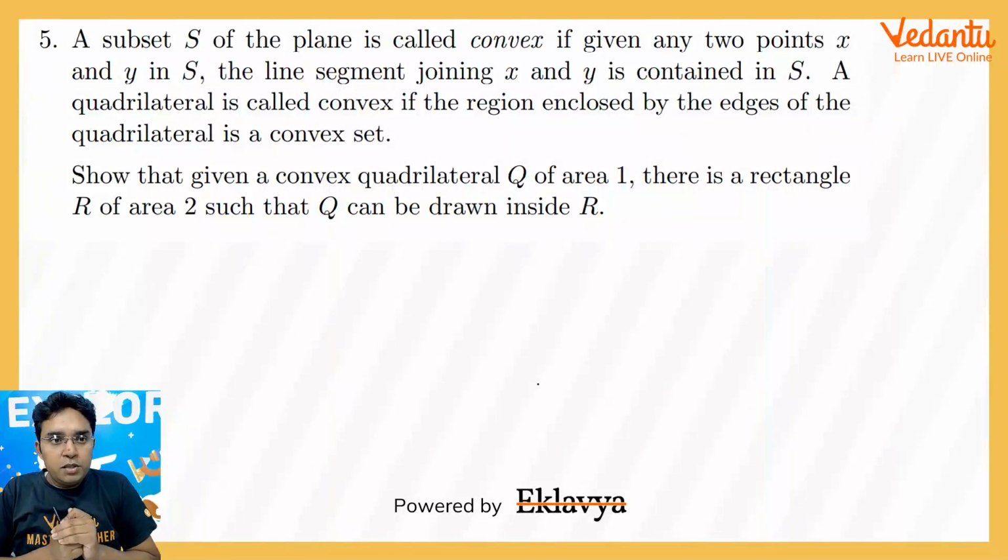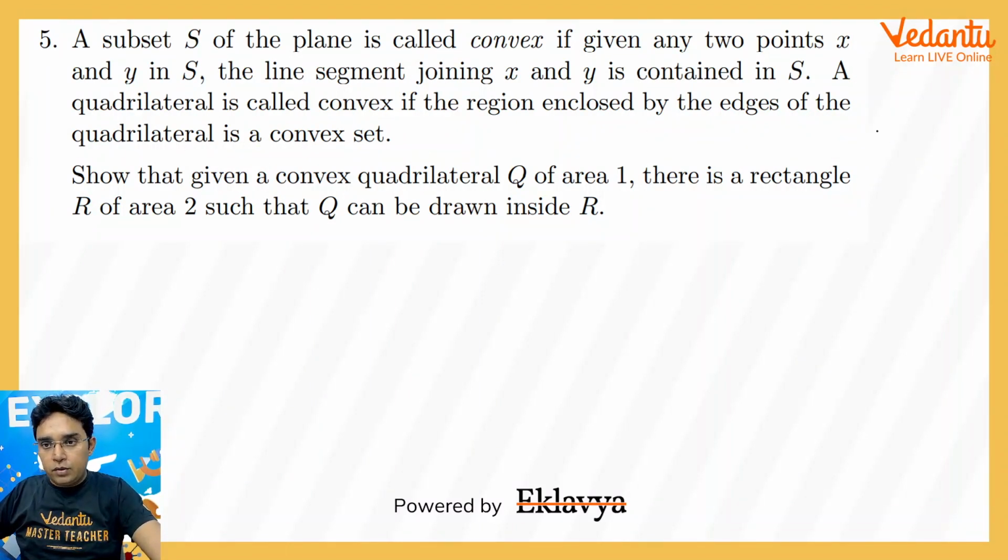Now coming to question number 5, which says a subset S of the plane is called convex if given any 2 points x and y in S, the line segment joining x and y is contained in S. A quadrilateral is called convex if the region enclosed by the edges of the quadrilateral is a convex set.